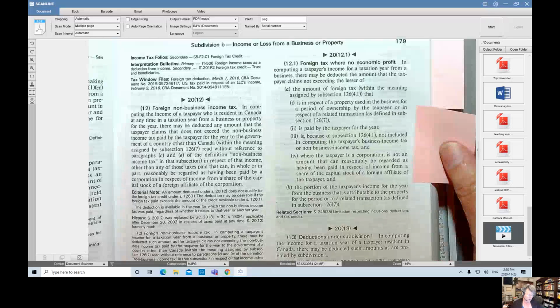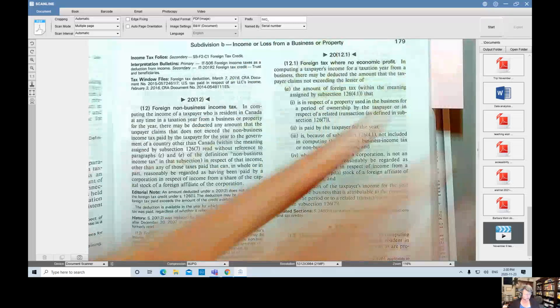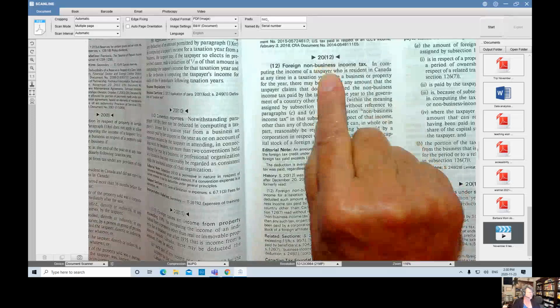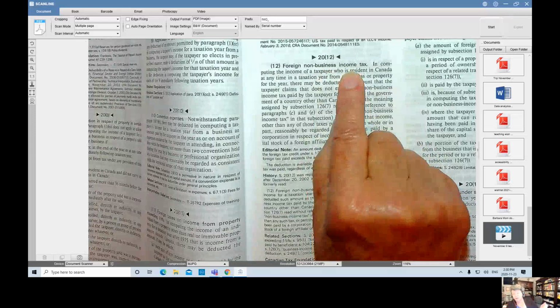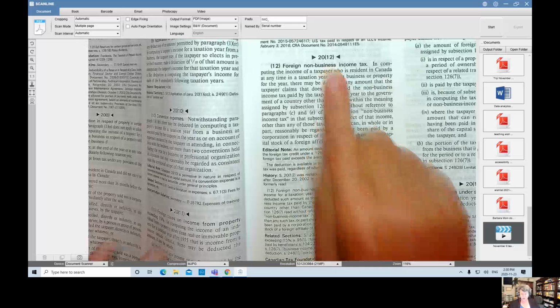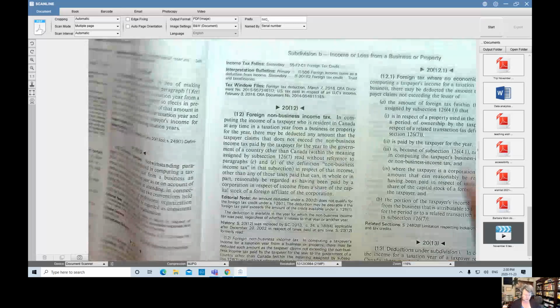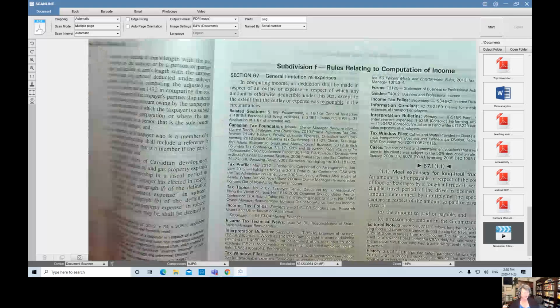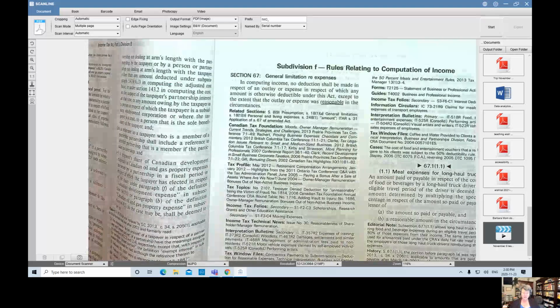And I wanted to just point out 20(12). Here's a deduction for a foreign non-business income tax. Some of you will talk about the foreign tax credit. And this is one of the places where you could deduct it instead of taking a credit. Rarely a good idea, but it is available. So again, familiarize yourself with Section 20. Now, that gives us Section 9, Section 12, Section 18, Section 20.